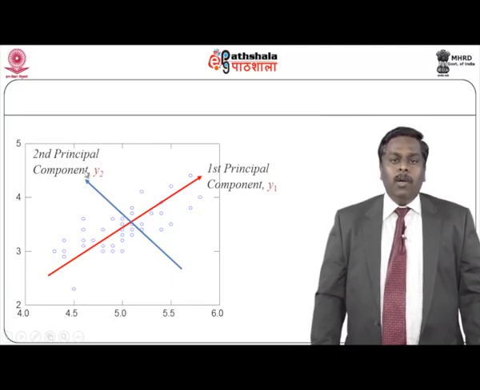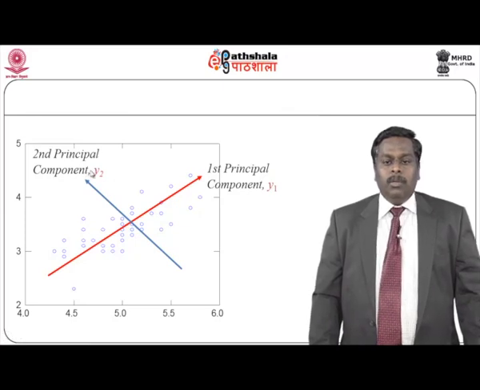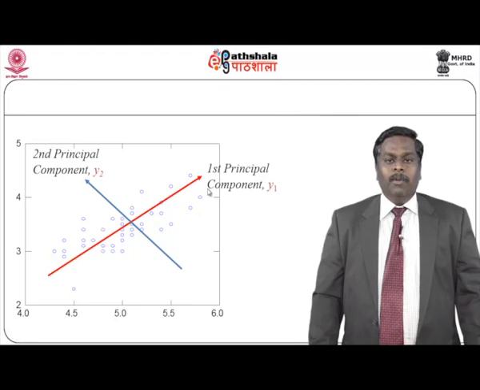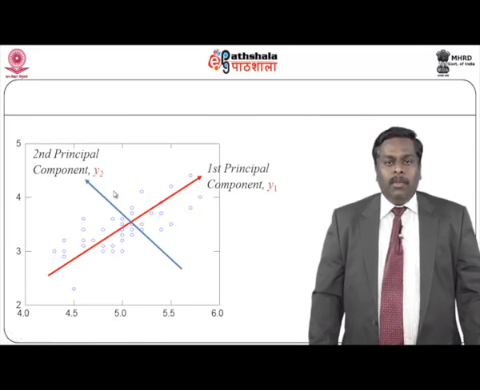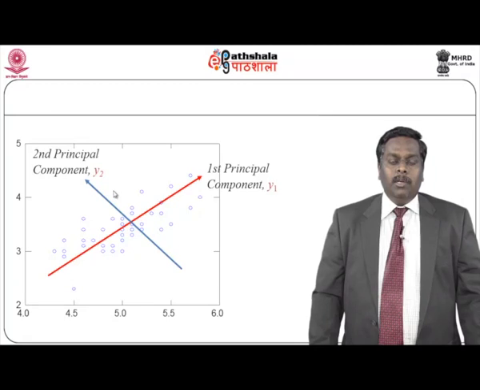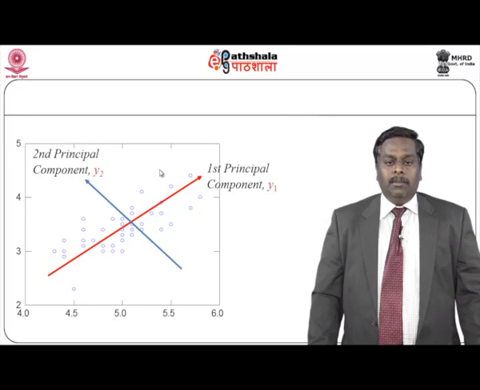Therefore, when you want to analyze your data, you can choose the first principal component y1 for the purpose of understanding the data, and you can ignore the second principal component. So, originally we started with two axes x1 and x2. After computing the principal components, you end up with two principal components. Among these two, one principal component may be effectively used for the purpose of visualizing or interpreting our data.